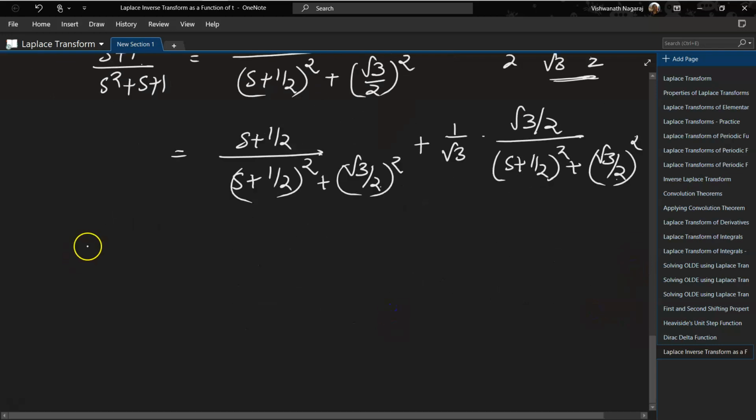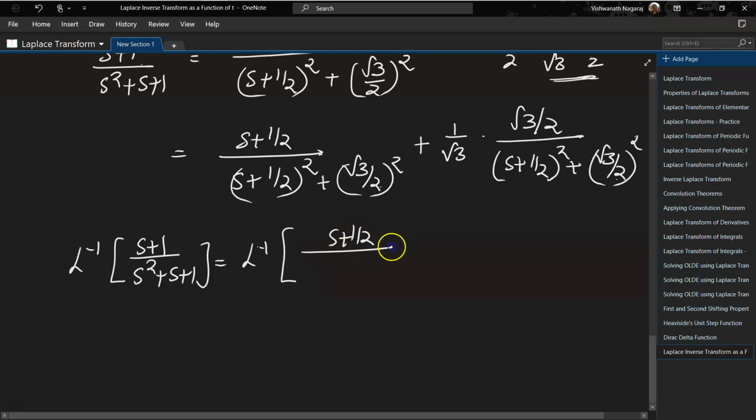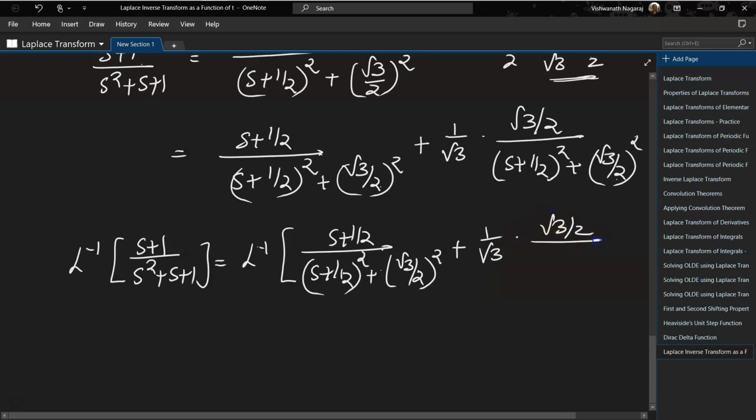Let's proceed. Laplace inverse of s plus 1 by s square plus s plus 1 can be written as Laplace inverse of (s plus half) by (s plus half) square plus root 3 by 2 square, plus 1 by root 3 times root 3 by 2 by (s plus 1 by 2) square plus root 3 by 2 square.